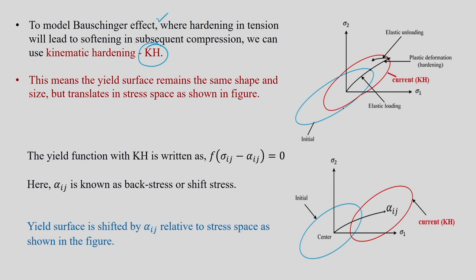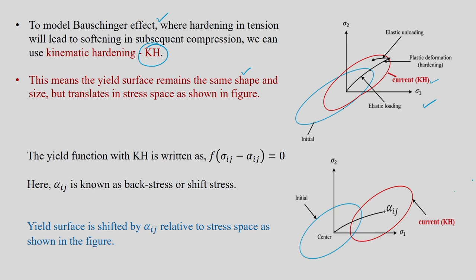And kinematic hardening, if you want to describe with respect to yield locus, it will look like this. Again, the blue one is the initial one and the red one is the current one because of kinematic hardening. So, this is an elastic part and this is a plastic deformation part, and then the unloading part is returned, and you will see here that the shape is the same, your yield locus actually gets translated in the stress space. The yield surface remains the same shape and size, but translates in stress space. The shape and size remain the same, but it moves in the stress space, which actually is a good one to model Bauschinger effect.